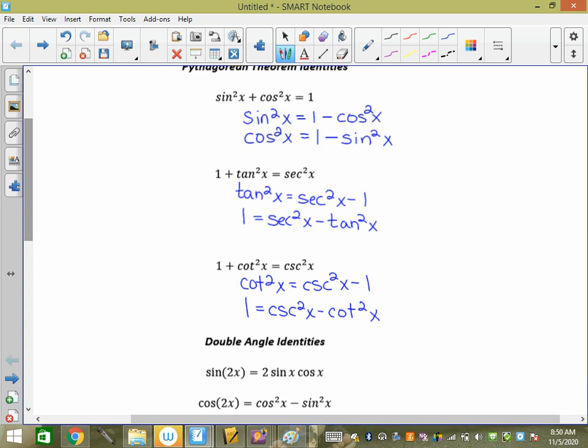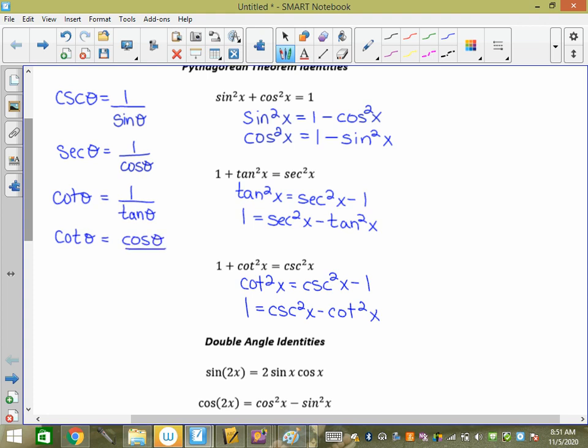The other formulas we use as well are the other ones on our formula sheet that we've talked about in chapter 4 already. So we talked about cosecant theta equals 1 over sine theta. We talked about secant theta equals 1 over cos theta. We talked about cotan theta equals 1 over tan theta. But sometimes it's actually more helpful to say cotan theta equals cos theta over sine theta. And sometimes it's more helpful to say tan theta equals sine theta over cos theta.